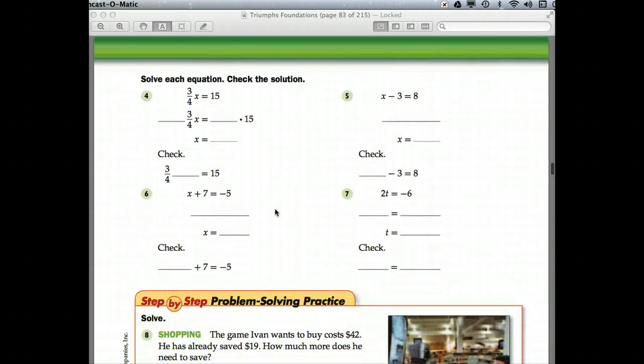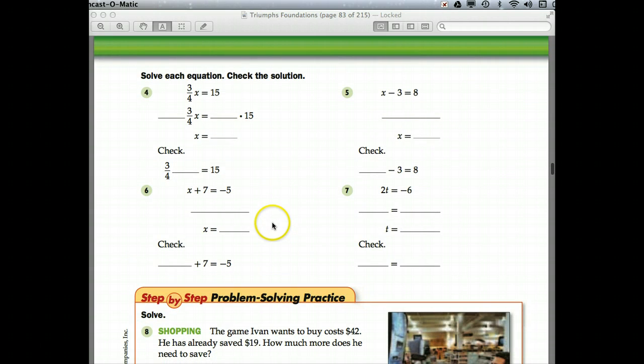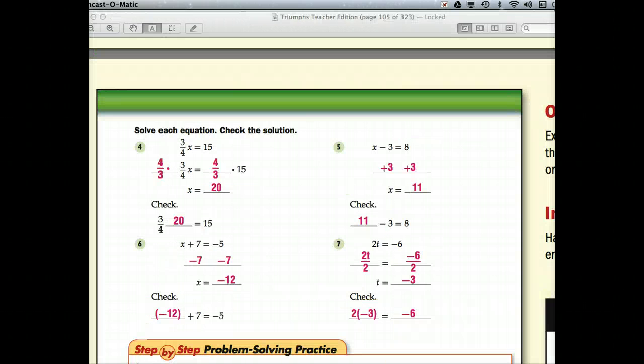All right, I want you to take just a moment to pause the video, and I want you to work problems 4 through 7 yourself. Be sure and check your answers, and then come back in a little bit and we'll check that you have the right solutions. So I'll let you pause and check your solutions very quickly.